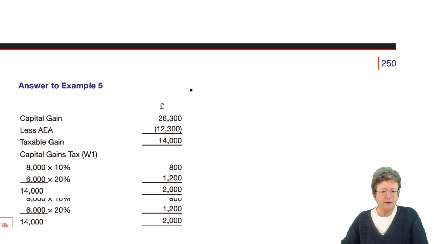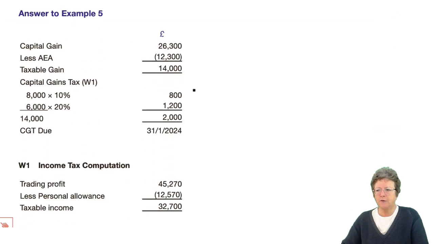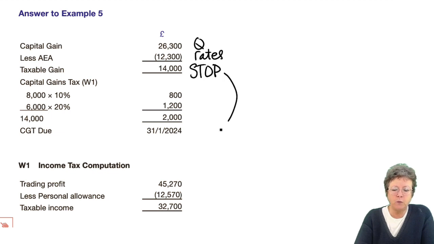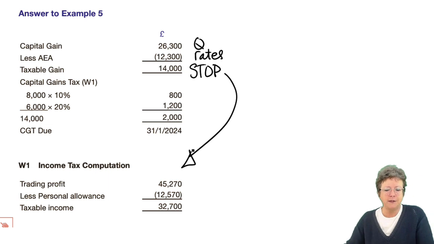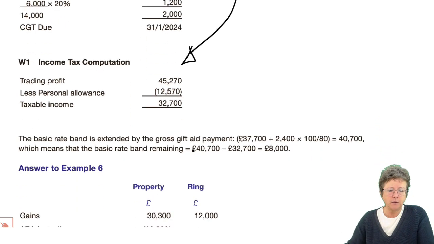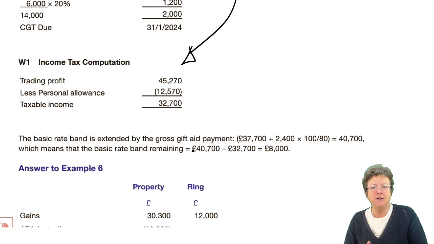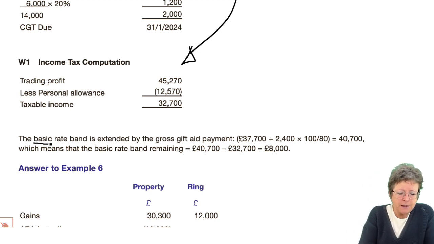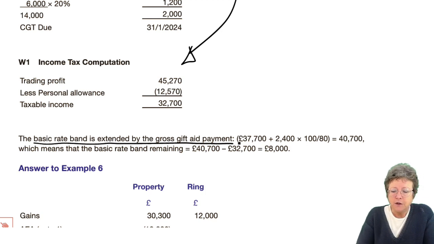And here's the answer. We will have set up the gain from the question, less the annual exemption from the rates. At this point, we will stop and work out how much basic rate band there is. Did you get this right when you did it yourself? I do hope you did pause it and do it yourself. The basic rate band is extended by the gross gift aid payment. So that's our basic rate band, which is in the rates.